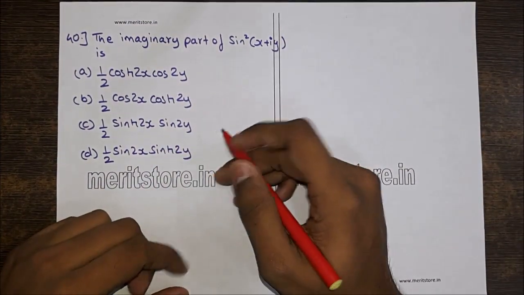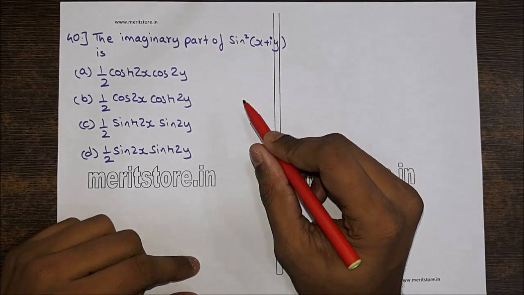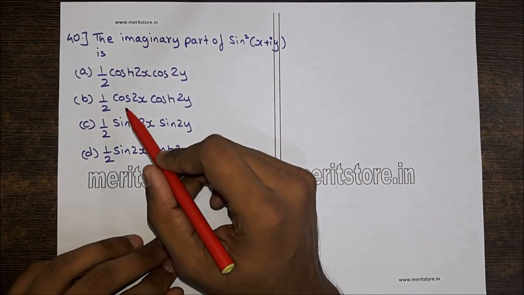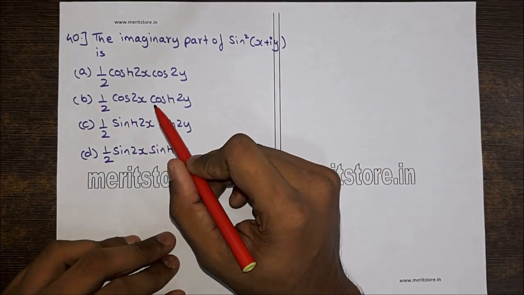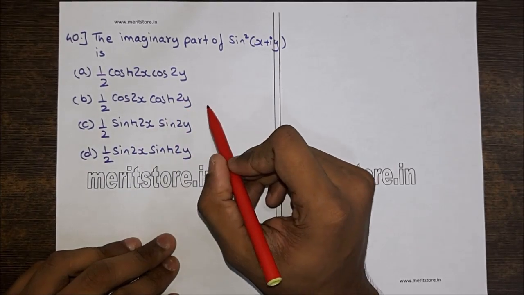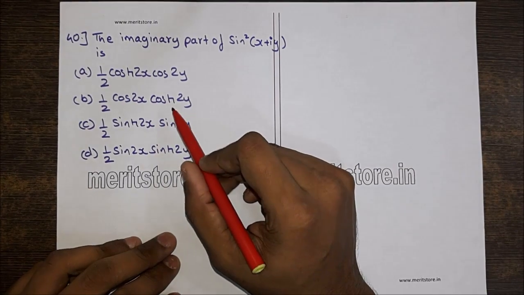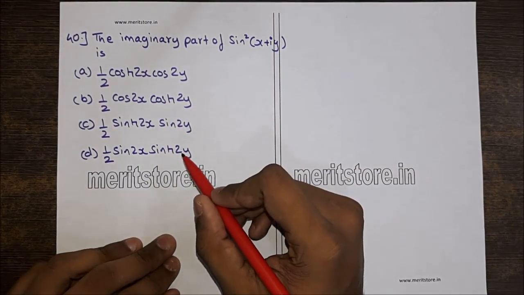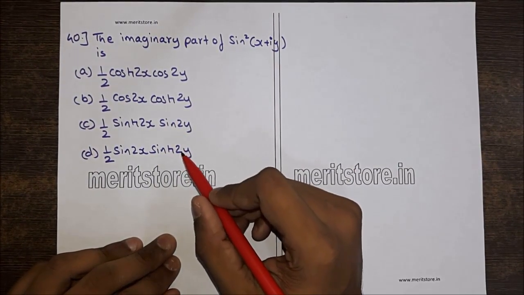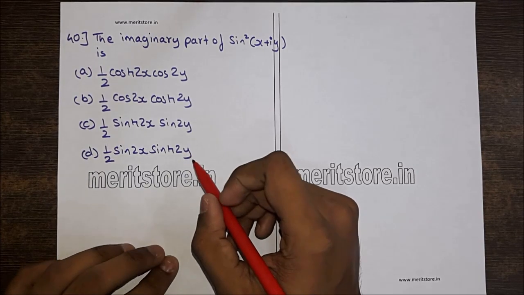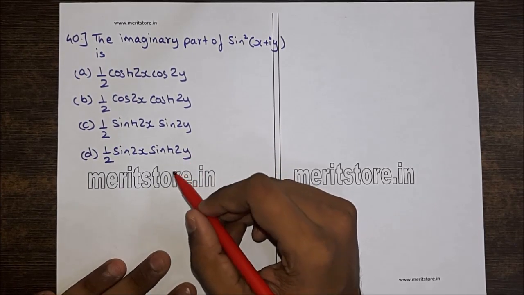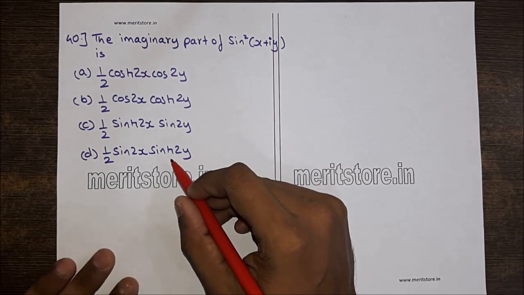The imaginary part of sin square x plus iy is option A 1 by 2 cos hyperbolic 2x cos 2y, option B 1 by 2 cos 2x cos hyperbolic 2y, option C 1 by 2 sin hyperbolic 2x sin 2y, or option D 1 by 2 sin 2x sin hyperbolic 2y.